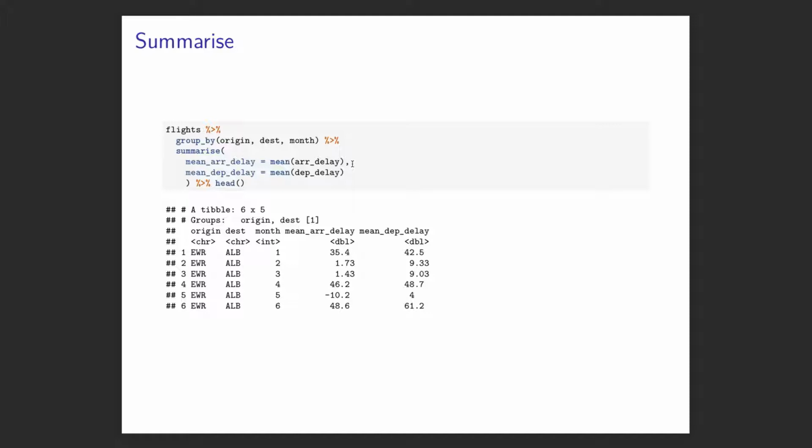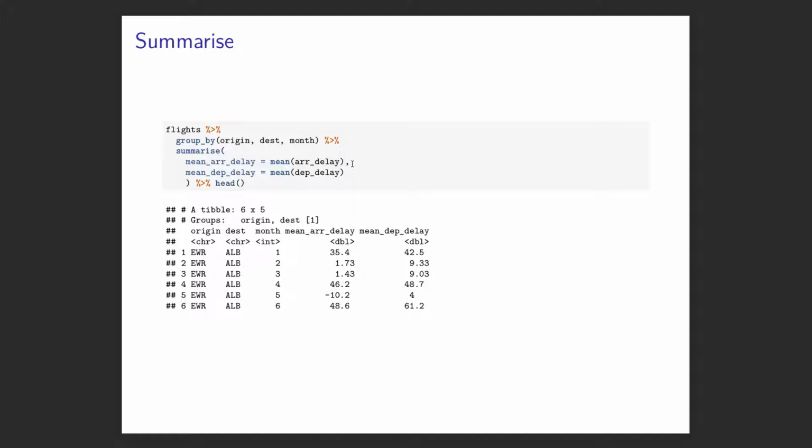So I give a function, which takes in this case one column, and this will rename it. And then I just give the top ones. So for here you can see that if you go from EWR to ALB, in January, the mean arrival delay is 35.4 minutes, and the mean departure delay is 42.5, etc. Okay?